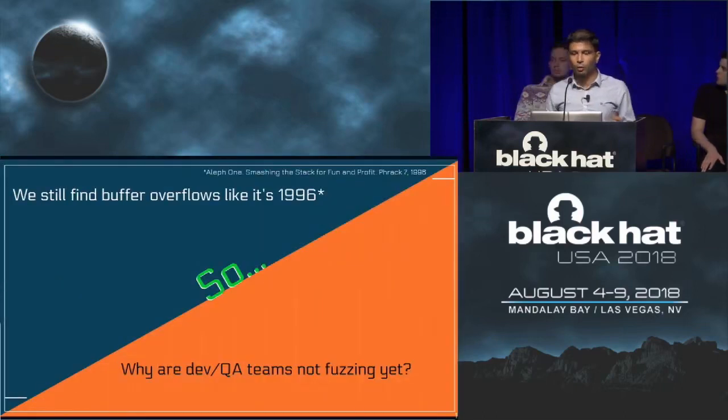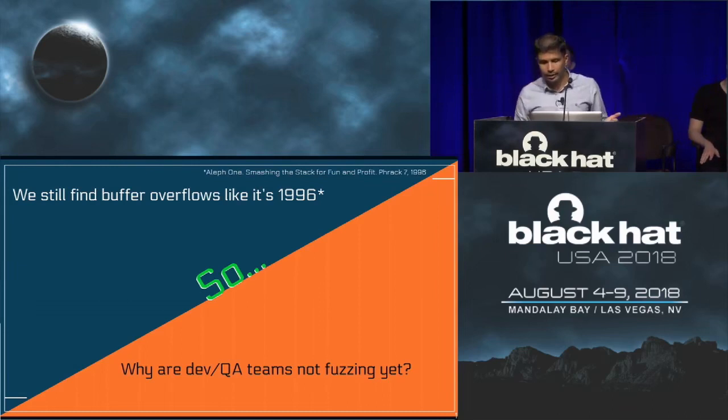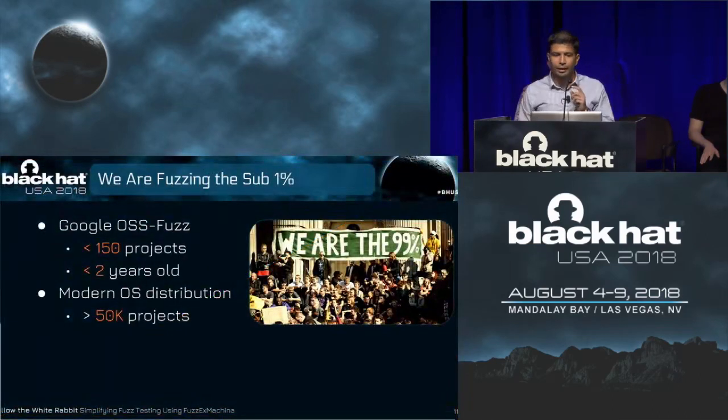So clearly we've come a long way and made a lot of progress. But yet, we still find buffer overflows in various programs like it's 1996. So clearly there's a divergence between what exists and the kind of bugs we find today. So the question is, why aren't developers and QA teams fuzzing yet? And the truth is actually that we are fuzzing, but we are fuzzing the sub 1%.